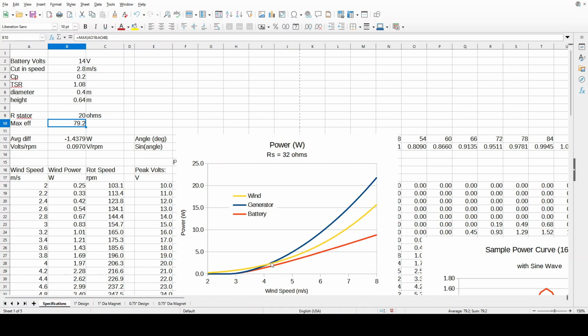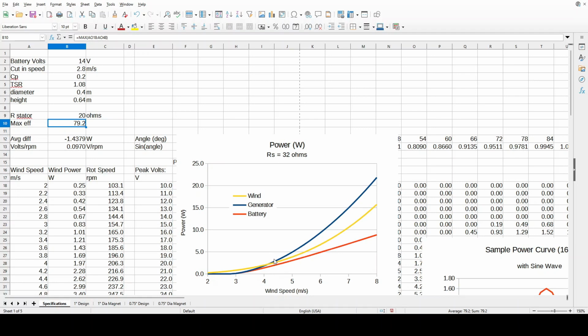And after that point, after these lines cross, the generator overpowers the turbine. So what happens is the turbine speeds up, gets to this point, and just stops, or doesn't speed up anymore. And the wind speed increases, and what ends up happening is the blades stall, and you don't get any more power out. So it's like the turbine hits a wall.